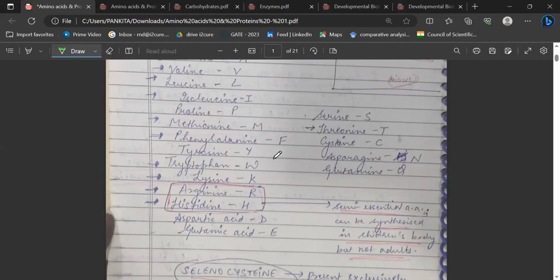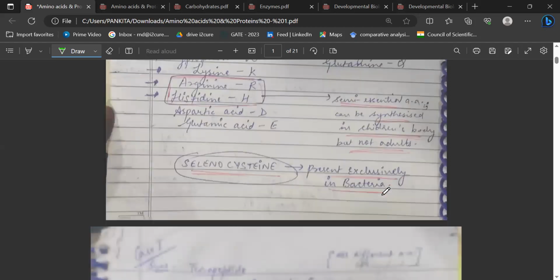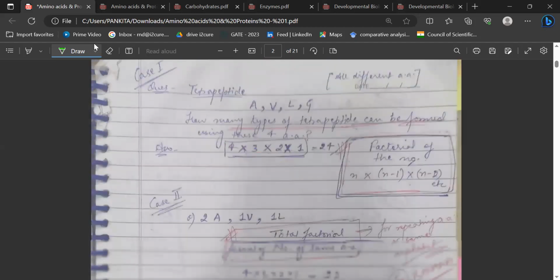Out of these 20 amino acids, arginine and histidine are semi-essential amino acids, which means that they can be synthesized in children's body. However, they cannot be synthesized in adult's body. Selenocysteine is an amino acid which is present exclusively in bacteria.